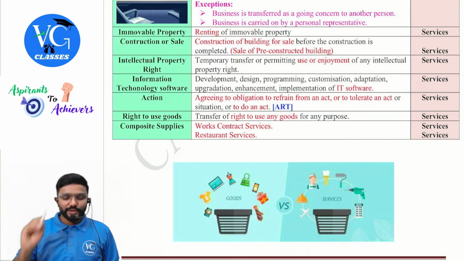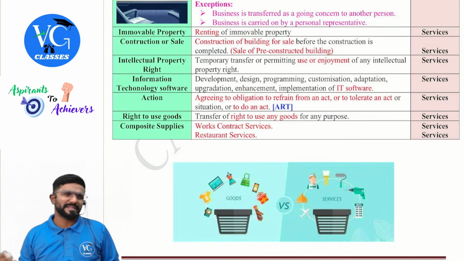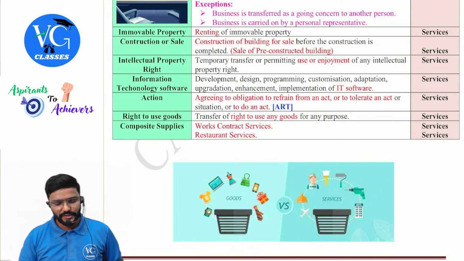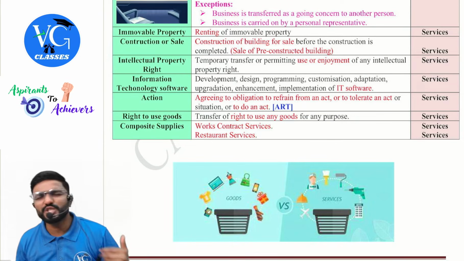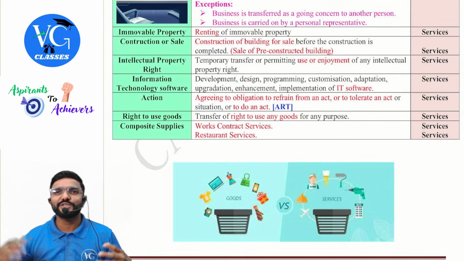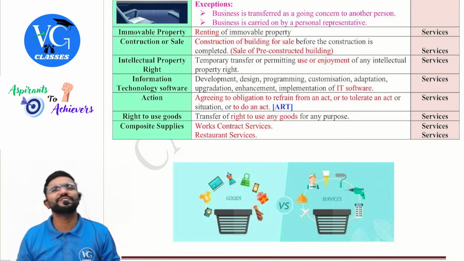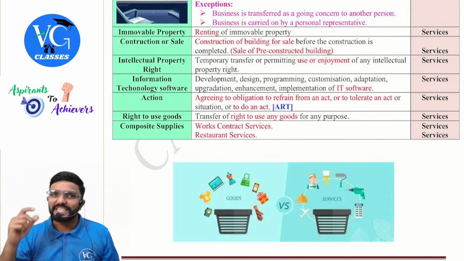Right to use goods: transfer of right to use any goods for any purpose. Again, repetition, guys. Services. Then composite supply, guys. This was the most challenging thing pre-GST. Okay, sir, in a restaurant, goods also are there, service also is there. Service tax to levy, VAT to levy. Confused. Okay, especially when they're charging a single bill.